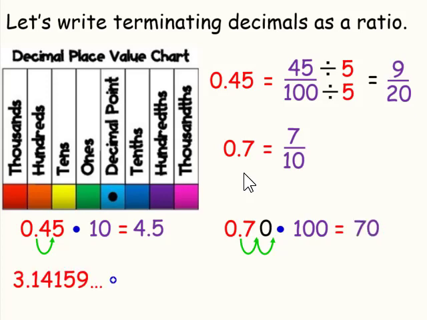How many times would we have to move the decimal if we're multiplying the approximation of pi times 1,000? If you said 3 times, you are correct. 1, 2, 3. The result is 3,141 and 59 hundredths.